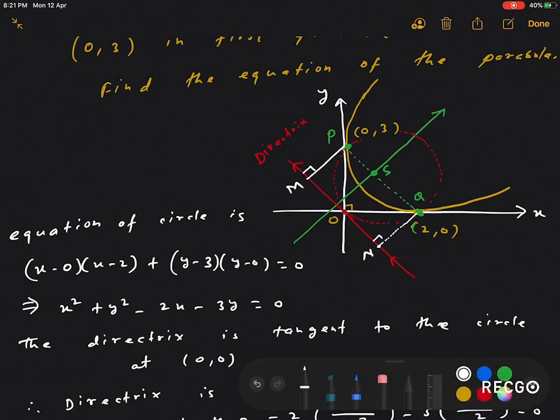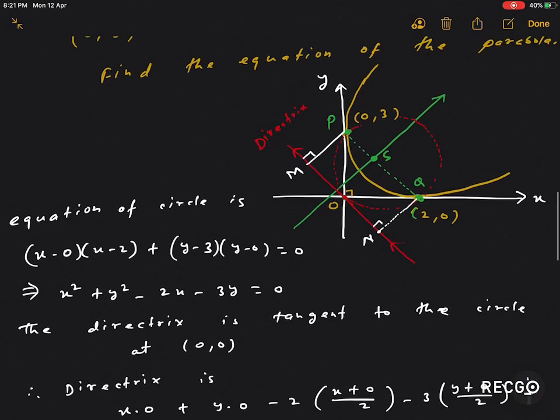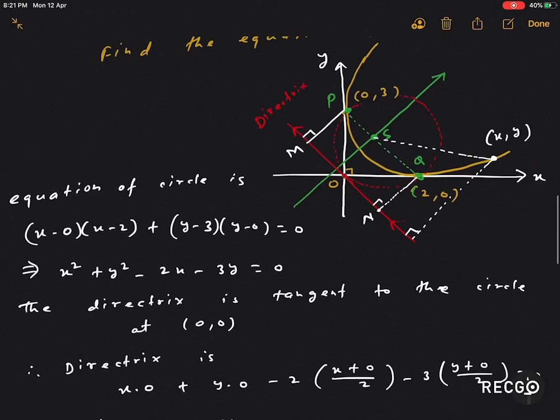Now we know the equation of directrix, we know the coordinate of focus. So now we can attempt to write the equation of the parabola very easily. Let us assume there is any point (x, y) on the parabola. Let's say this point is (x, y).